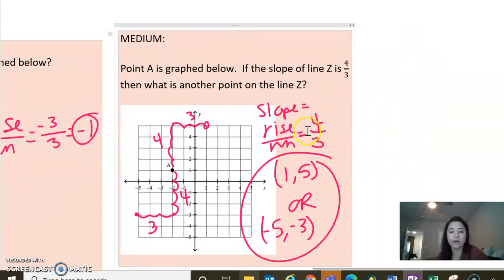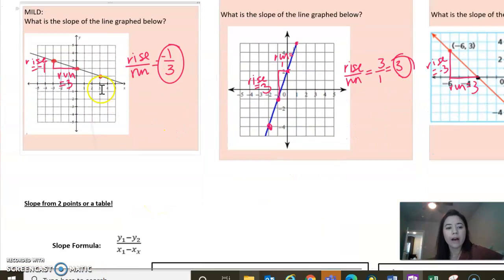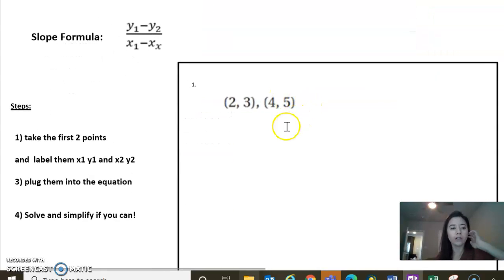Lastly, for this last one, the medium one, if you did it, because this slope is 4 over 3, I know from this point I can rise 4 and run 3, or you could do it opposite and go down 4 to the left 3. All right. Check your answers, come back, pause me, make sure you have them filled out. Okay, on to the next thing.